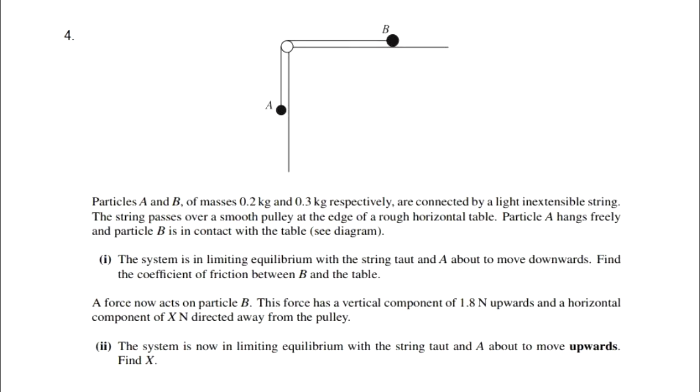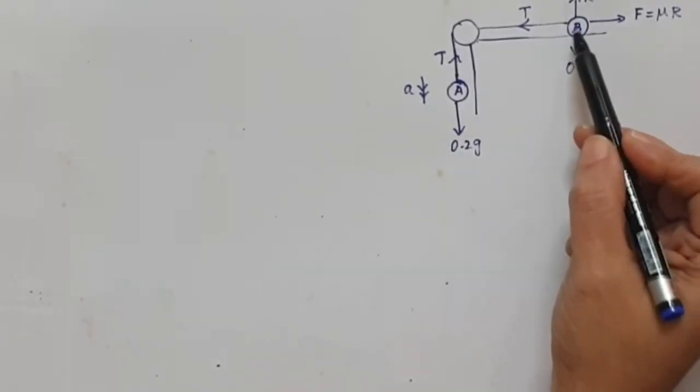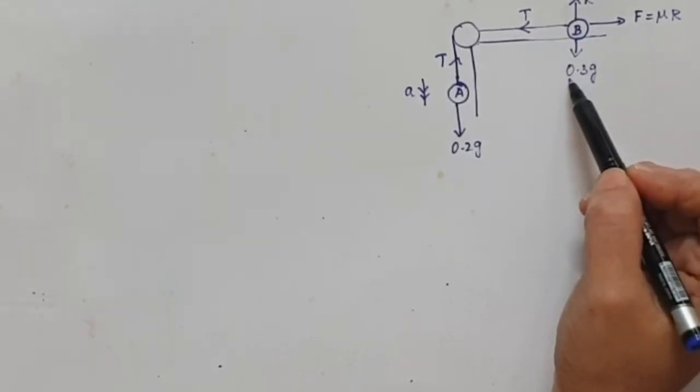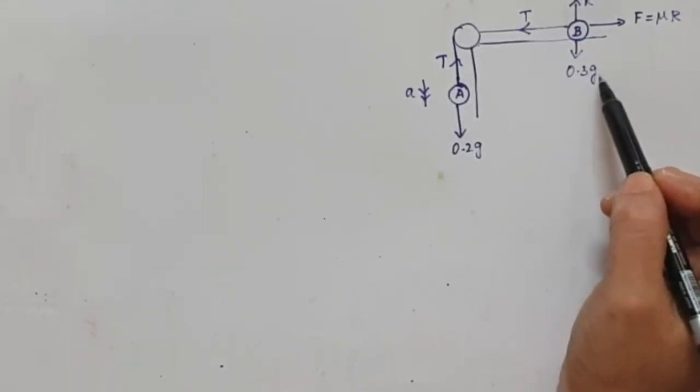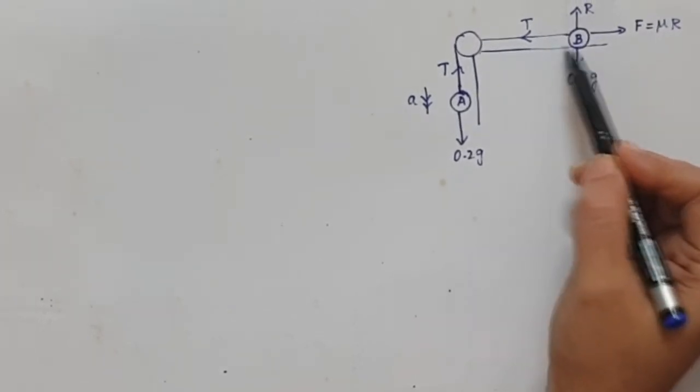The system is now in limiting equilibrium with the string taut and A about to move upward. Find x. Now this is the diagram. We have drawn particle B on the table, and the weight is 0.3 g. And the normal reaction is R over here.